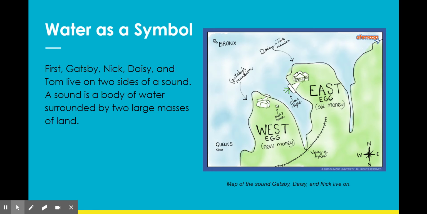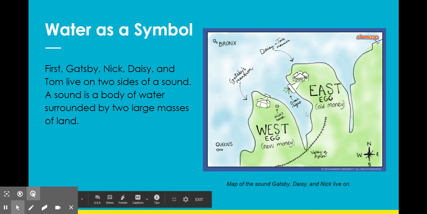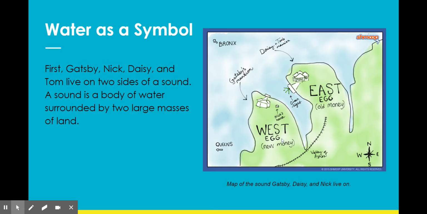So Nick, Gatsby, Daisy, Tom, they live on what's called a sound, right? A sound is a body of water surrounded by two large masses of land. And this picture right here does a really good job of showing you from a bird's eye view what East Egg and West Egg look like, okay? So they kind of jut out into the water, and then there's this bit of water trapped in between each piece of land mass. That's called a sound, okay?